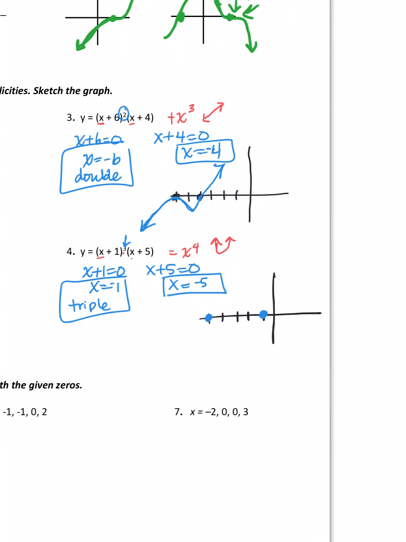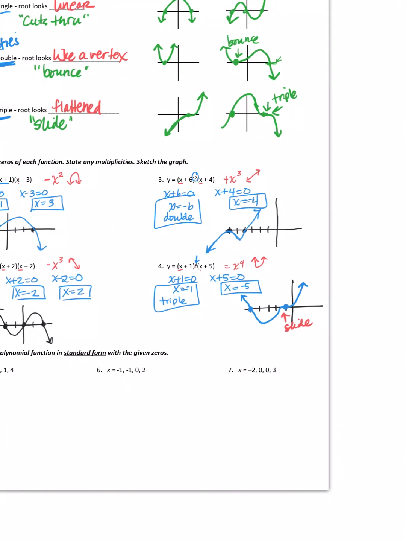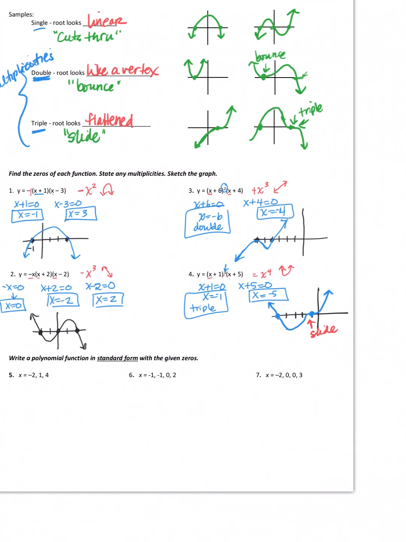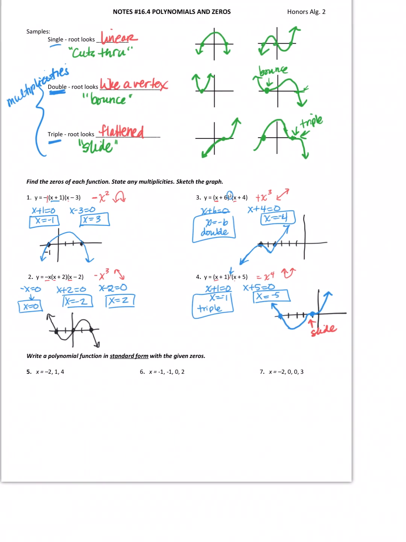I also know the ends are going to go in the same direction, right? So this one is going to cut through. This one is going to slide through, so I need to come up just a little across from it and then do that. There's my triple. There's my slide. Okay, so make sure your drawings show me that it's a slide. Don't make it look like a cut through. If I can't tell it's a slide, I'm going to treat it like a cut through.